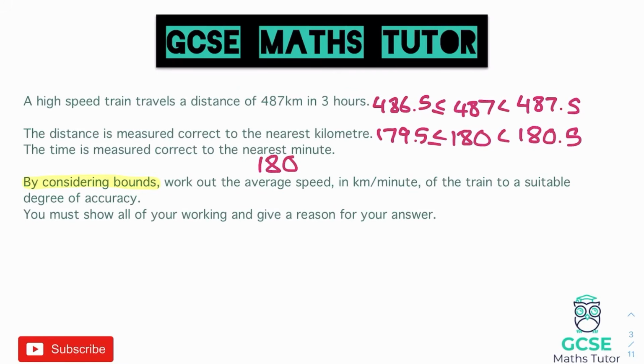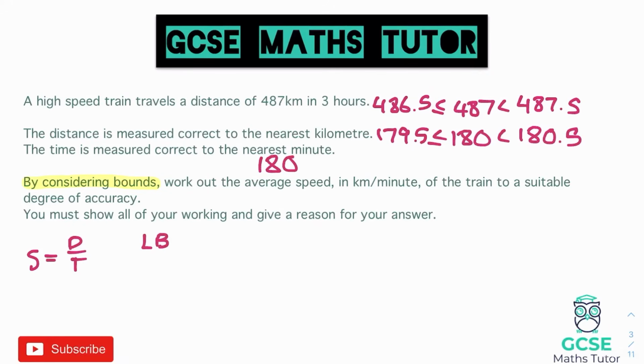Okay, so looking at this then. Now we know that speed, again, just like the first question, is distance over time. So again, we'll write down our formula. Speed is distance over time. And we're going to work out the upper bound of the speed and the lower bound of the speed. So again, we're going to need our calculators here because we've got some horrible calculations to do. But first, let's go for the lower bound.